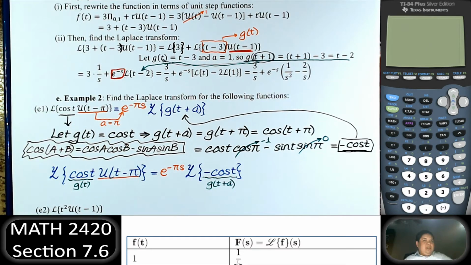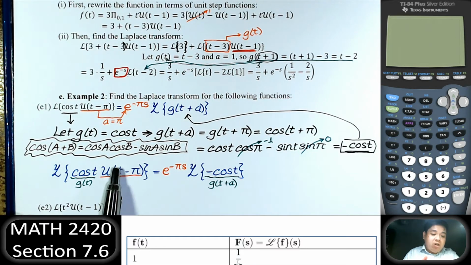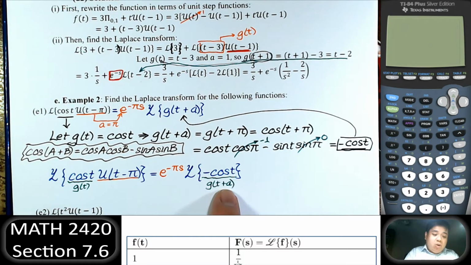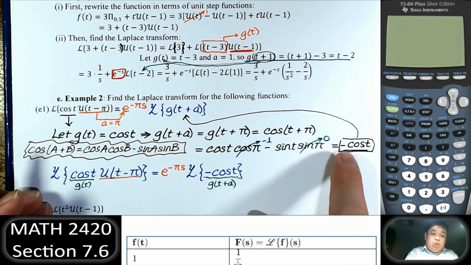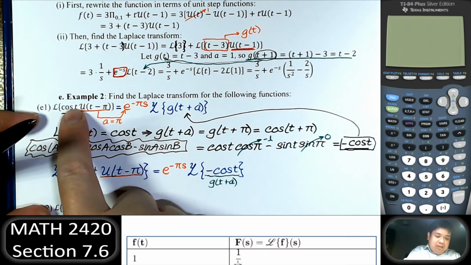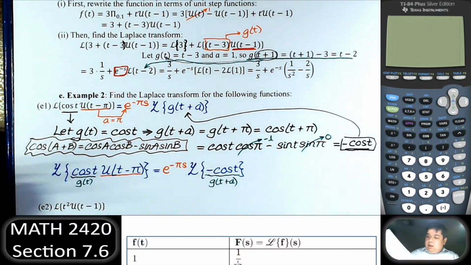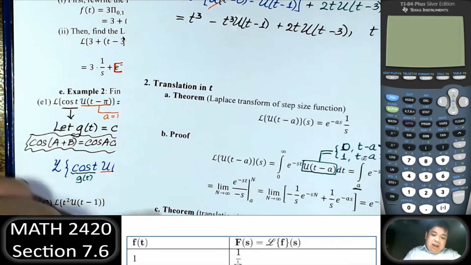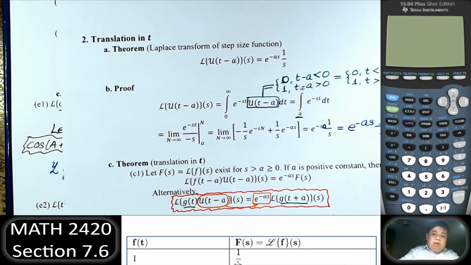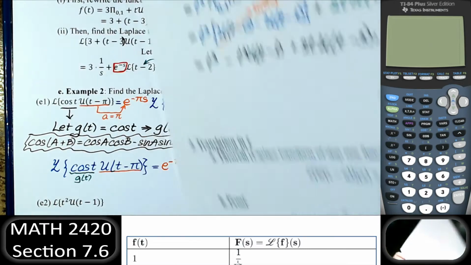Right, so Laplace transform of the unit step function times something will be e to the negative as, and then Laplace transform of g of t plus a. So we need to find g of t plus a first. So this will be a lot better than trying to write this as f of t minus a. If we try to write this as the function here, it will be less intuitive. So I prefer to use this alternative form.